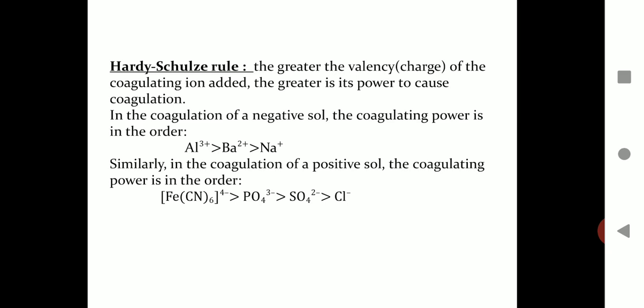Similarly, if you are having a positively charged colloidal solution, then we will need negatively charged ions for coagulating this sol. The coagulating power of some of the negatively charged ions can be given in the following order. First one is the ferrocyanide ion, second one is phosphate ion, then sulfate, and then chloride ion. As you can see very well, the ferrocyanide ion carries 4 negative charges, which is greater than the phosphate ion which carries 3 negative charges, which is again greater than sulfate ion which carries 2 negative charges, and further which is greater than chloride ions which carry a single negative charge.